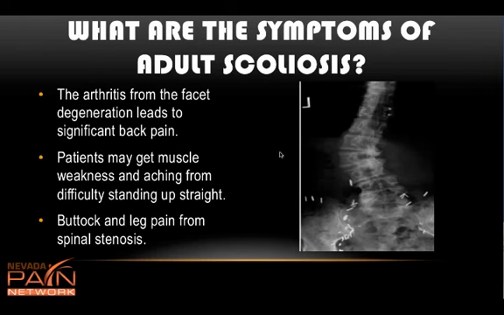Okay, so the arthritis can lead to significant back pain and muscle weakness and aching from trying to stand up straight. You see how the pelvis is even tilted? It's hard to stand up straight. And you can also get buttock and leg pain from the spinal stenosis.